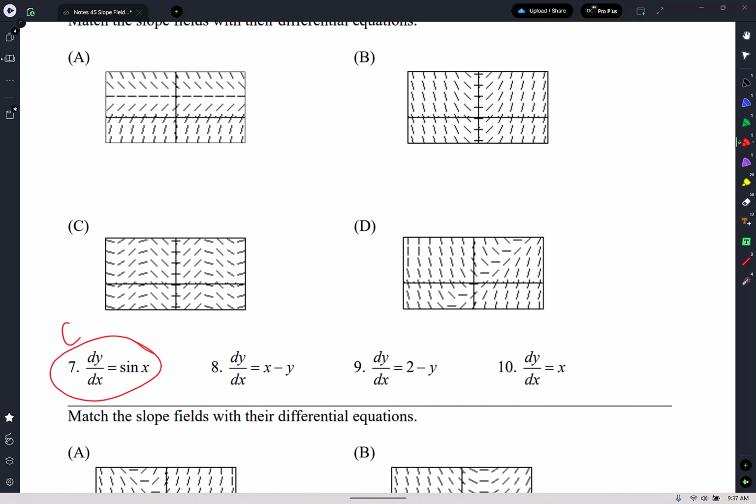x minus y. Here's how I would do that one. Here's what I tell everyone. What's tough? I can't tell. If you set this equal to 0, you get the line y equals x. So look for slopes of 0 on the line y equals x. And look at that. I see it right there. Do you guys see it? So this one, the answer is D.